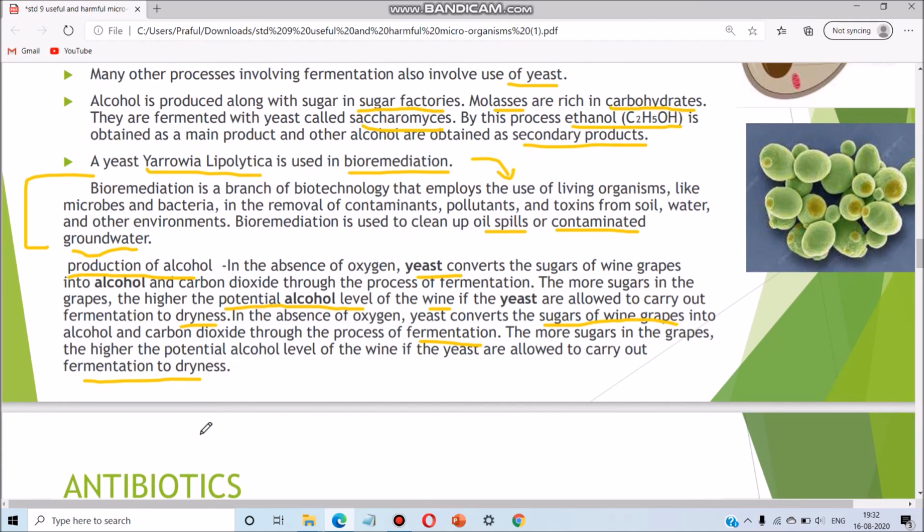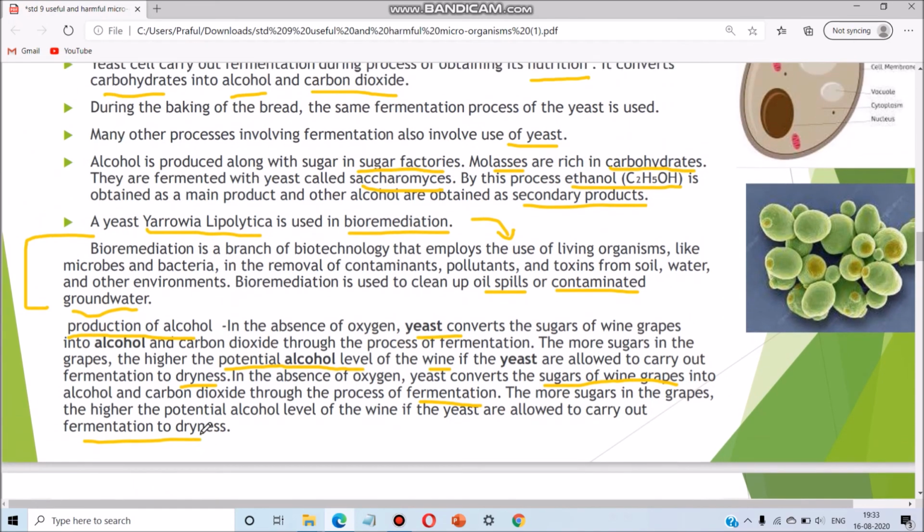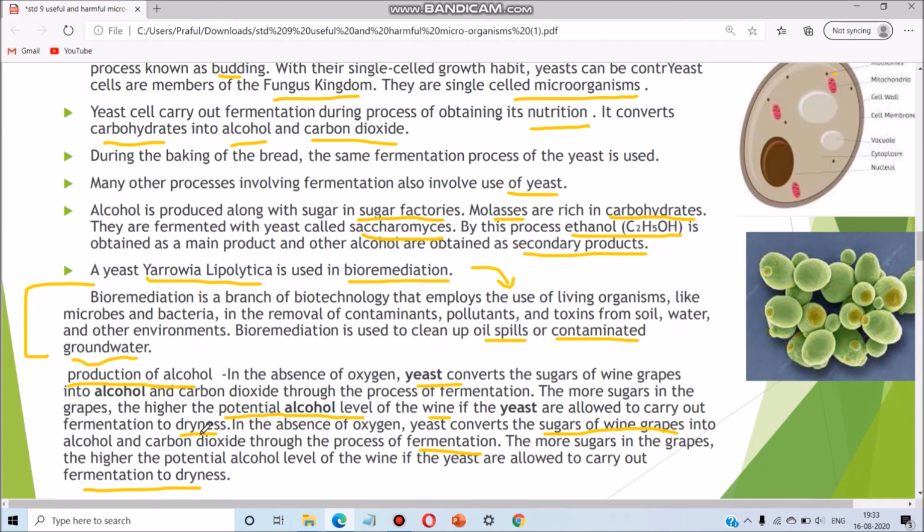So these are the useful microbes. Next onward we will see the other part of this lesson.